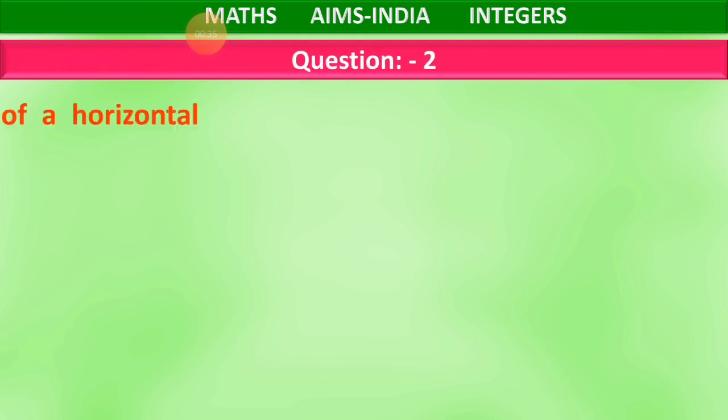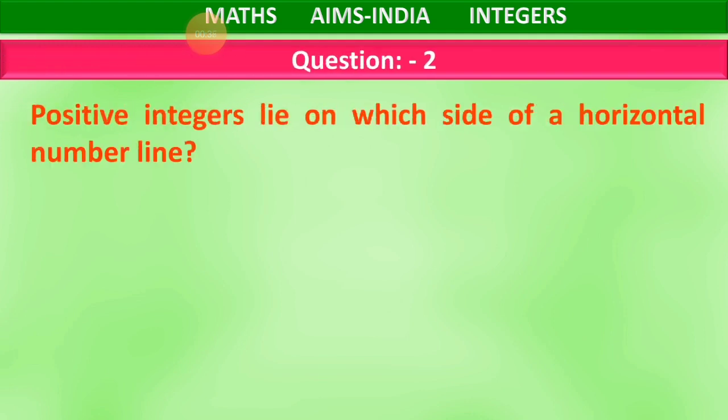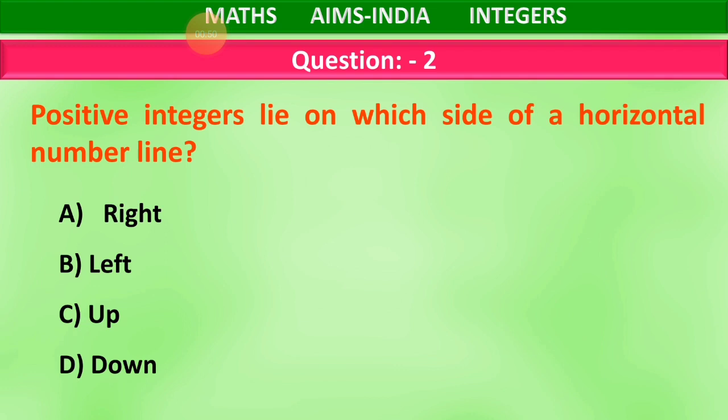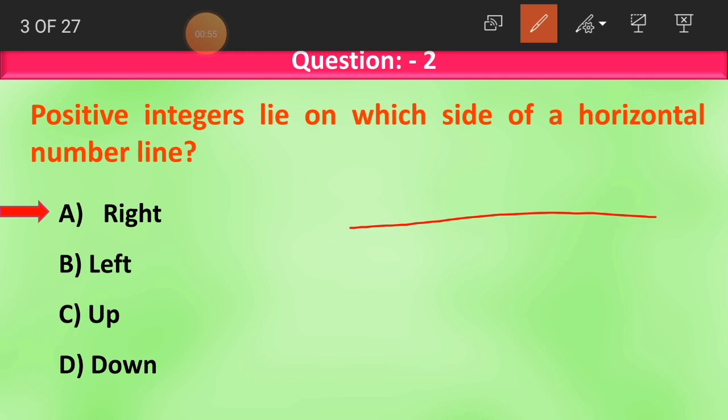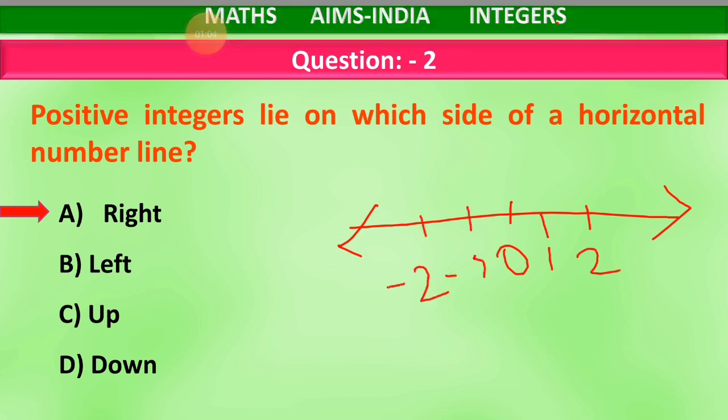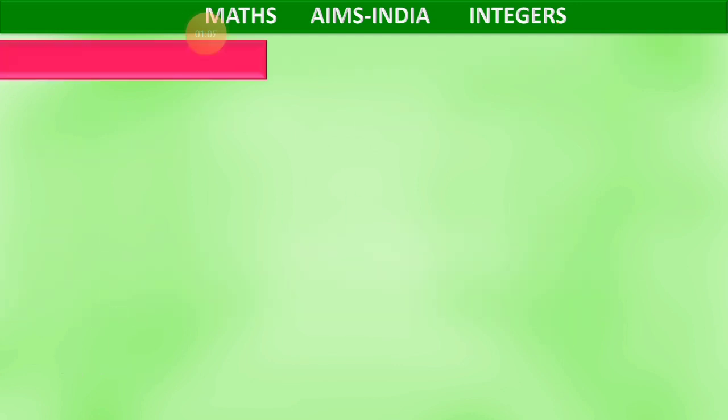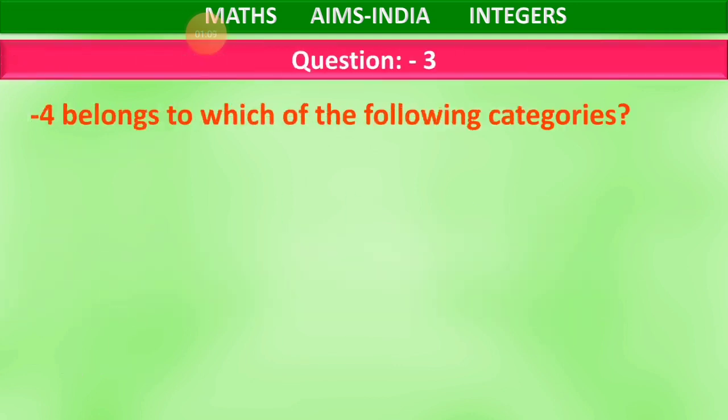Next, question number 2. Positive integers lie on which side of a horizontal number line? Option A right, option B left, option C up, option D down. What is the correct answer? Yes, option A right. This is called a horizontal number line. We have 0 in the middle and we have positive integers to the right and negative integers to the left. Clear class? Okay.